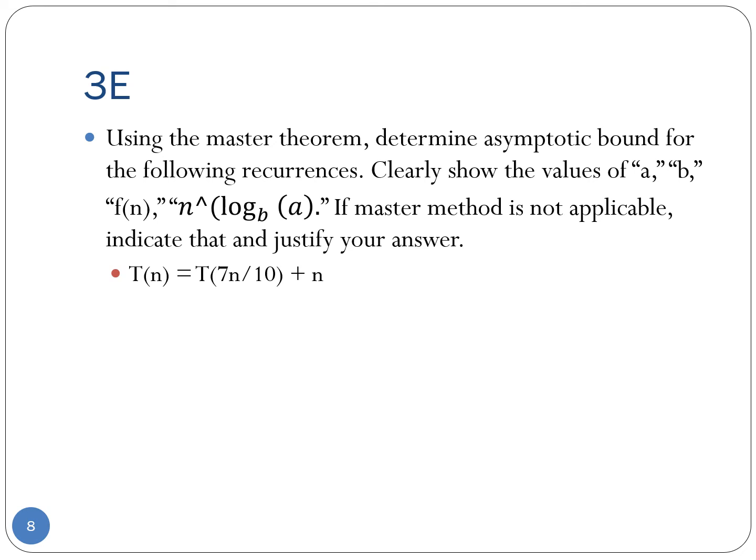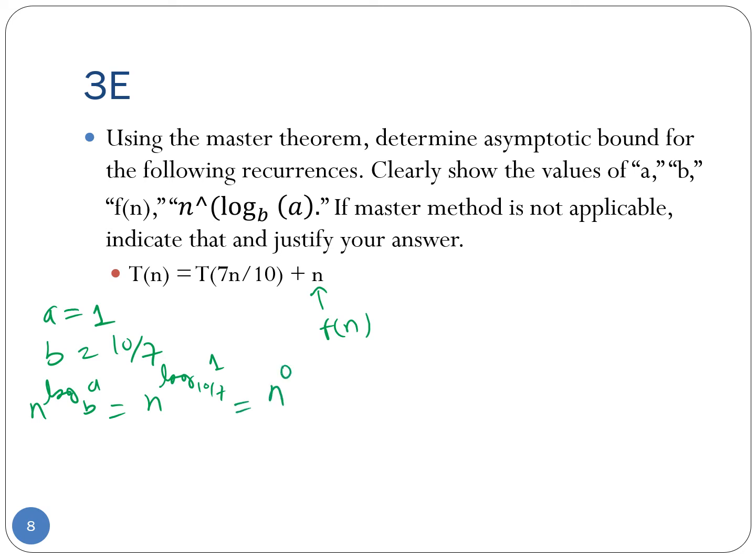Now this is a slightly different recurrence. So here in this case a is equal to 1 because the coefficient here is 1. b is basically 10 by 7, and f of n is n. So n to the power log 2 base b of a is given by n to the power log 2 base 10 by 7 of 1, which is basically n to the power 0, and which is basically 1, right? So clearly 1 grows slower than n. So case 3 seems to apply.